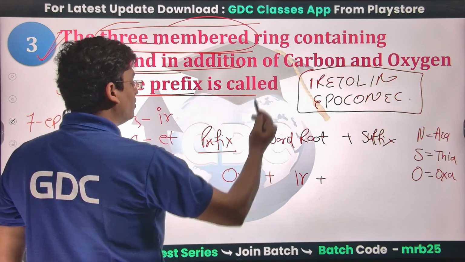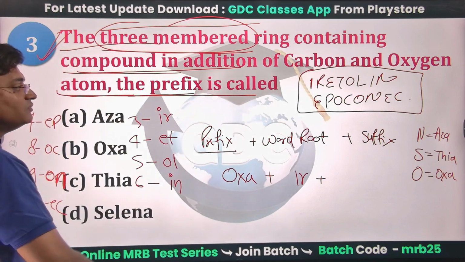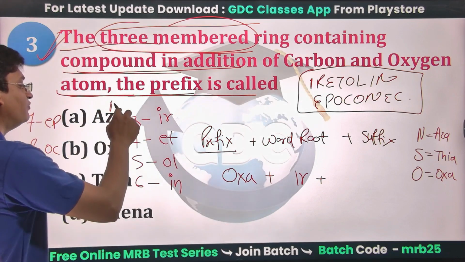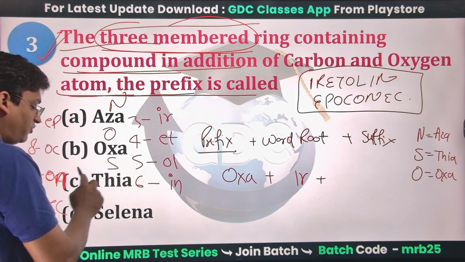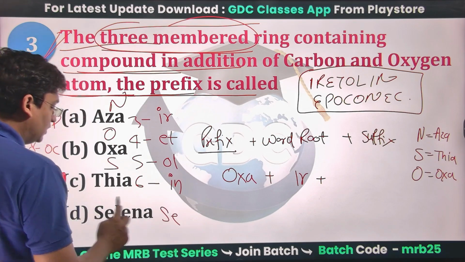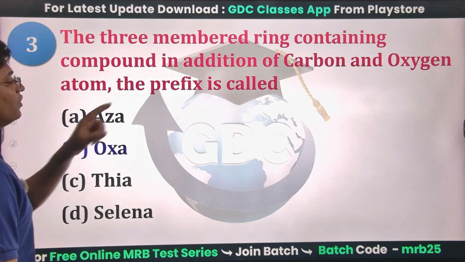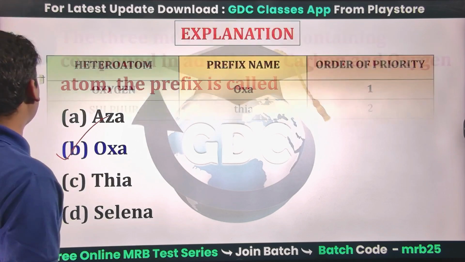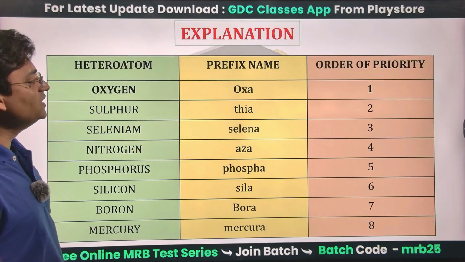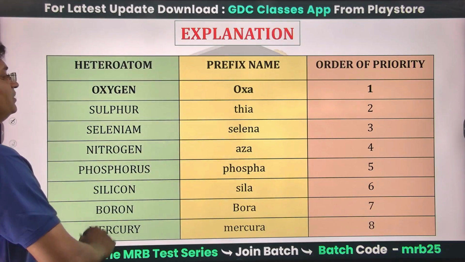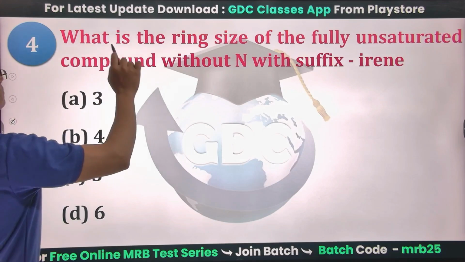So for the case of oxygen, what is your prefix? Aza will be for nitrogen, oxa for oxygen, thia for sulfur, selena for selenium. So oxa, that is B, will be right for oxygen atom. So B is the right case. All right, moving to the next question.